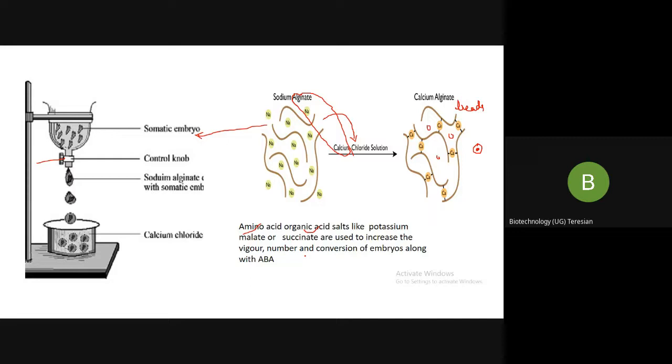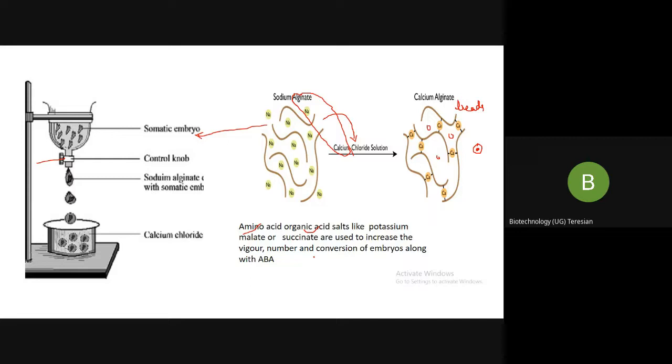Different types of amino acids, as I said, aspartic acid, your malic acids, or your potassium malate, or your potassium aspartate. People have tried all this to see that they will somehow increase the vigor of the synthetic seeds. So supplementing the media with these organic acids has also helped in increasing the number of embryo generation and even the conversion of the embryos.